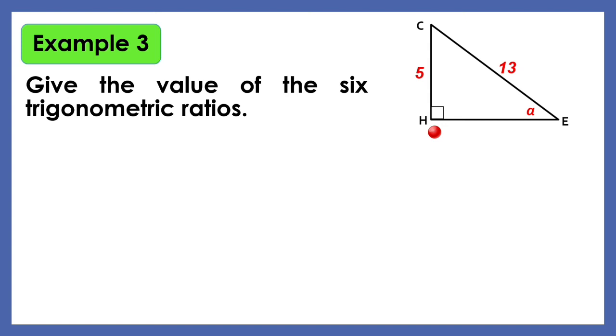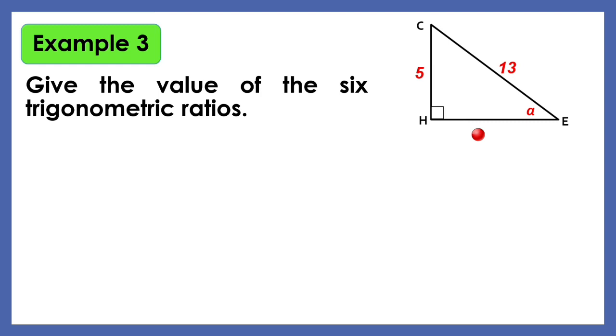Ang given natin is angle alpha with opposite side measures 5. And then, yung ating hypotenuse na h is 13. So, bago natin ma-solve or makuha yung value ng 6 trigonometric ratios, kailangan hanapin muna natin yung measure ng ating isang leg. Itong line segment HE or side c.